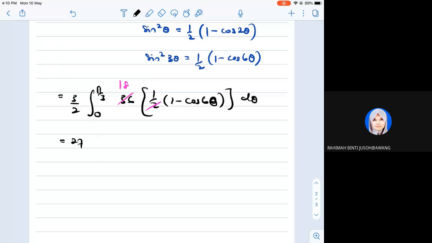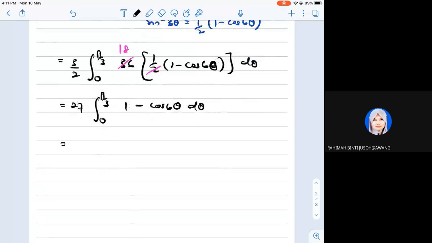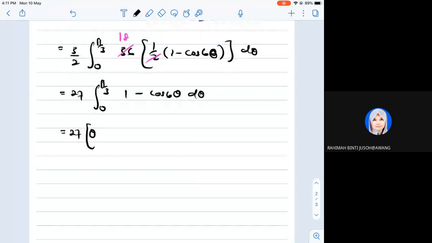Alright, just like that. So 0 until pi over 3. Okay, so now we have 1 minus cos 6 theta d theta. Okay. So now integrate 1 with respect to theta, we get theta. 27 I put outside, it's just a constant, right. So integrate negative cos 6 theta, we will get what? Positive or negative sign? Negative. Negative. Okay, very good. Negative. So we have sine 6 theta over 6.